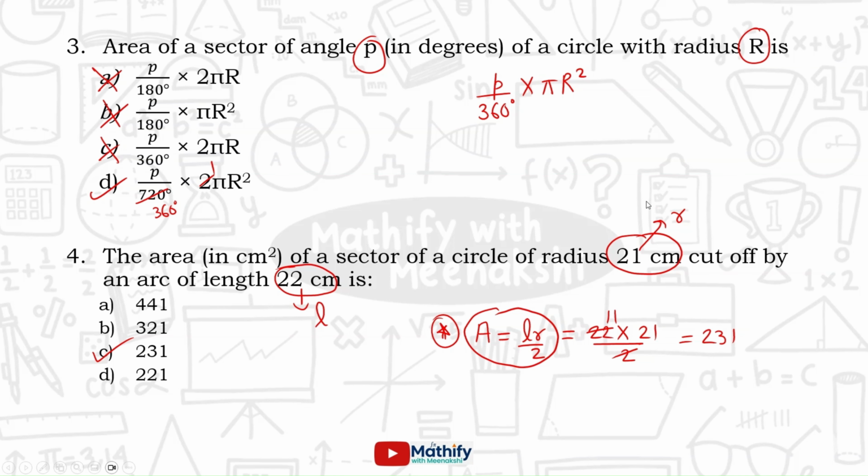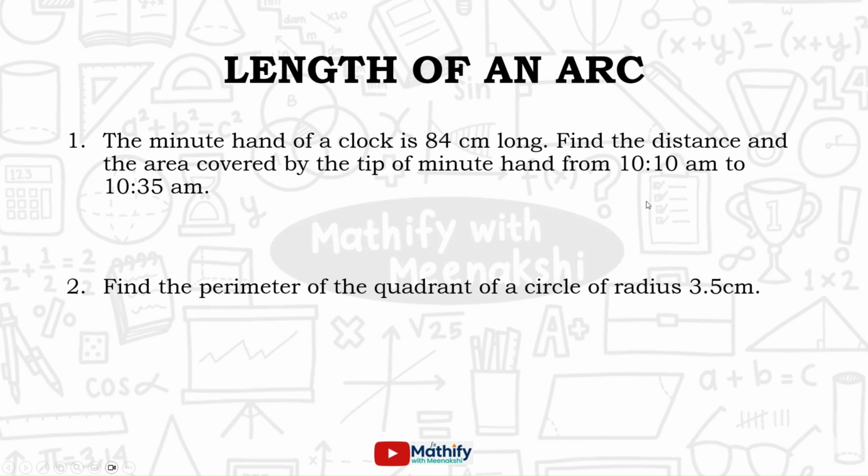Now let's move to the next topic, length of an arc. First question: the minute hand of a clock is 84 centimeter long. That's your radius. Find the distance and the area covered by the tip of the minute hand from 10:10 to 10:35. This time will give you the angle. We travel for 25 minutes. That means 1 minute is 6 degrees. So 25 into 6, that's 150 degrees. So this is your theta.